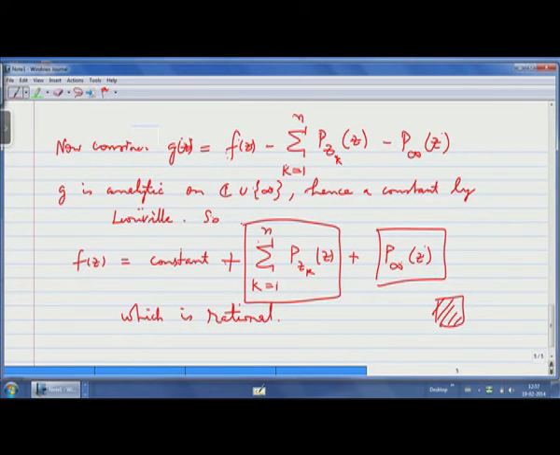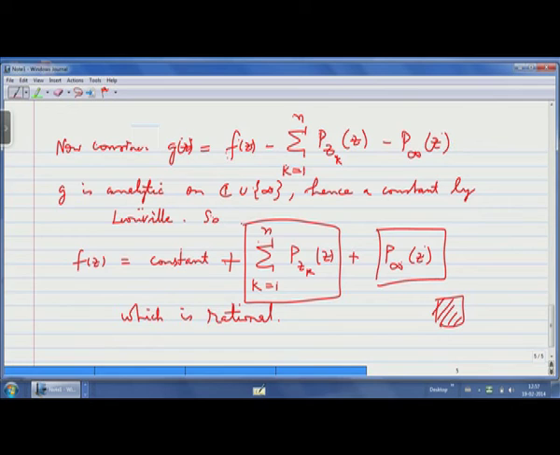So what you have proved is that a meromorphic function f is a constant plus these finitely many principal parts. The part p_infinity(z) is a polynomial, it could be 0, and the others involve negative powers of z minus zk, finitely many for each k. And this is of course a rational function. If you take the LCM, you will get a quotient of polynomials, therefore it is a rational function.